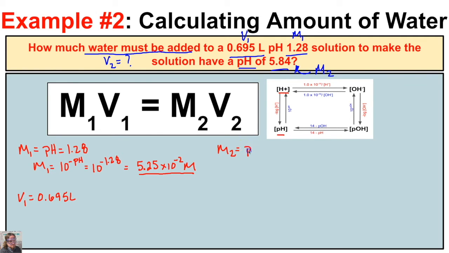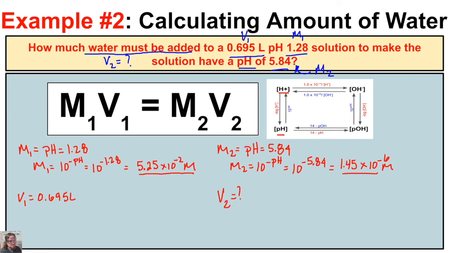So once again, to get our molarity from the pH, what we have to do is take 10 to the negative pH. If we take 10 to the negative 5.84, we're going to end up with 1.45 times 10 to the negative 6th. So that is the concentration of our diluted solution. This is the concentration of H plus ions that are in our diluted solution. And now what we have to do is figure out what V2 is.